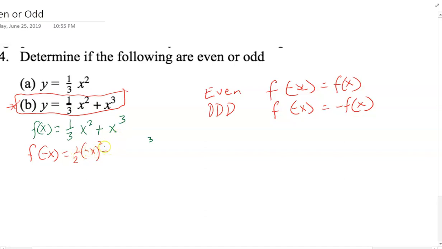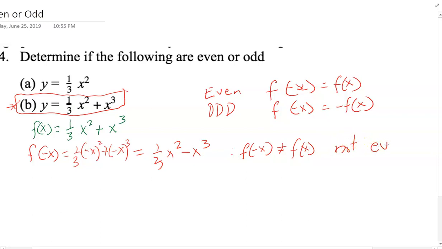So that's 1/3 (-x) squared plus (-x) cubed. Continue simplifying that. It's going to be 1/3 x squared minus x cubed. Now notice 1/3 x squared minus x cubed is not the same as 1/3 x squared plus x cubed. So f of -x is not equal to f of x. So this is not an even function. We can say f is not an even function.